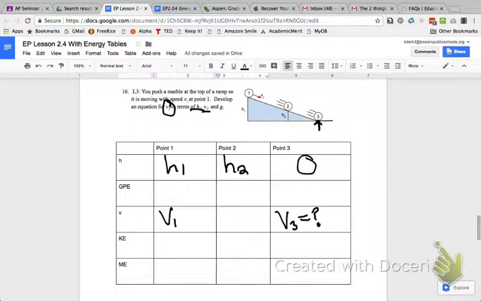So we're going to start with the first column for point 1. So our GPE is mgh1. Our kinetic energy is 1/2 mv1 squared. And our mechanical energy is mgh1 plus 1/2 mv1 squared. So both of those added together. And we're going to take that mechanical energy and we're going to fill it in for the entire final row.